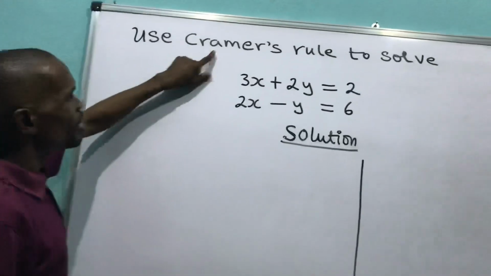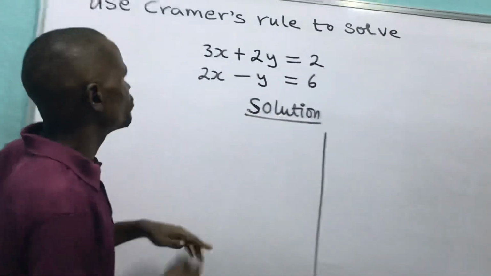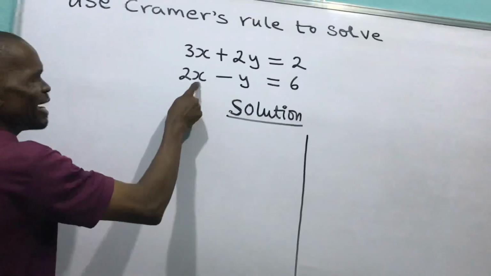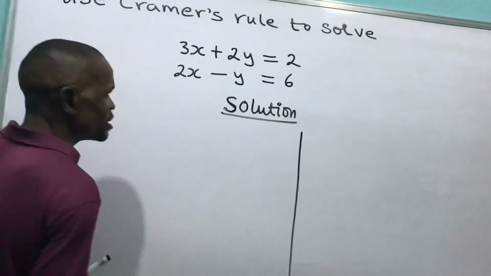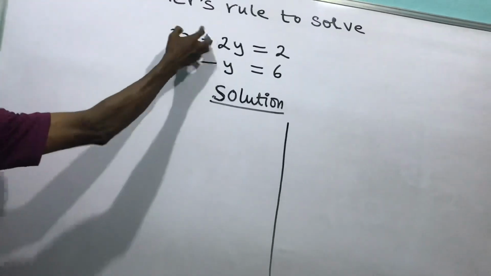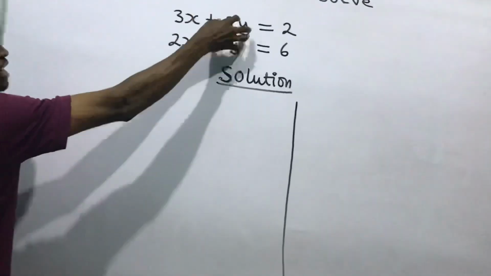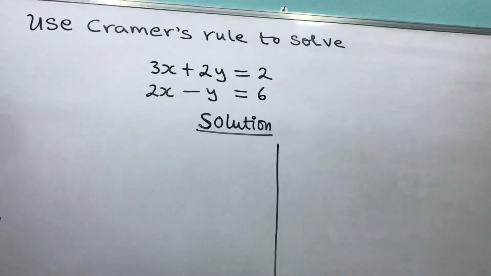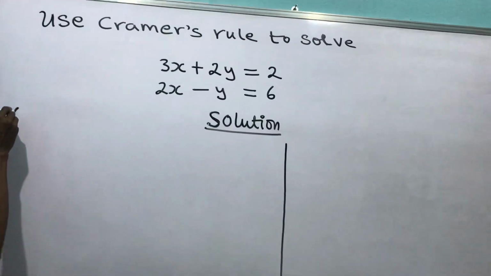Use Cramer's rule to solve 3x plus 2y equals 2, and 2x minus y equals 6. This is two simultaneous equations. First thing I'm going to do is to take the coefficients of x and y here, and form a determinant. Then look at my determinant now.